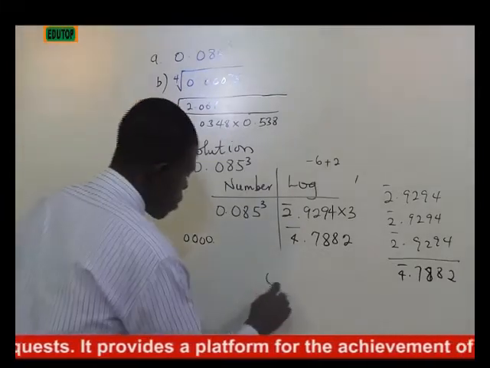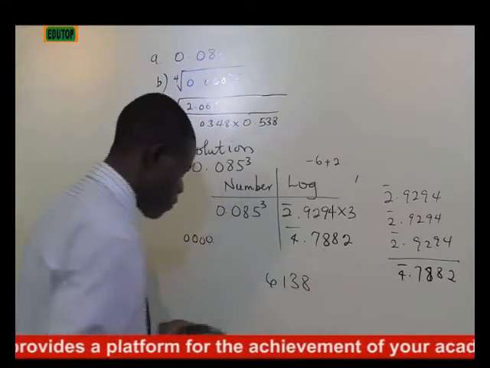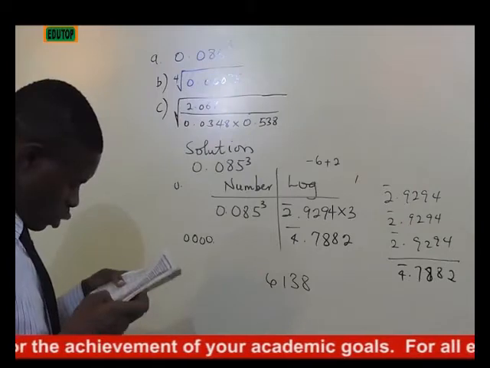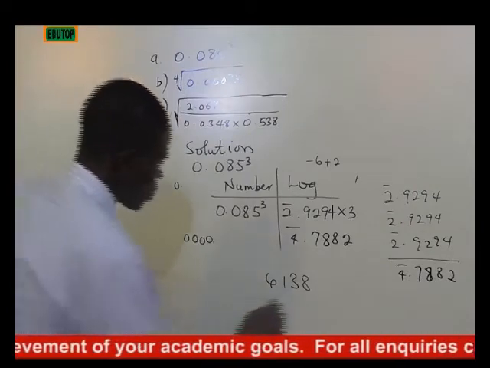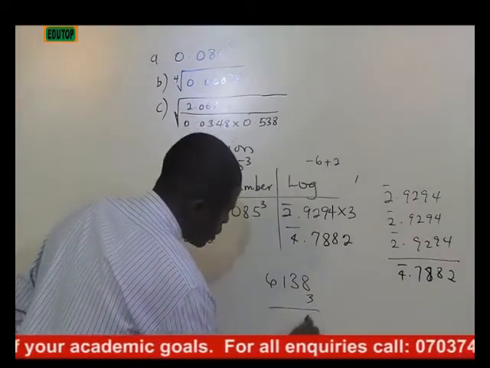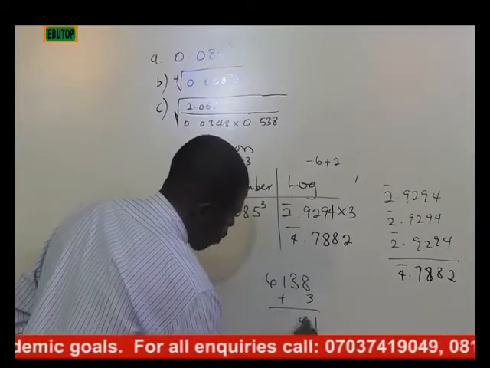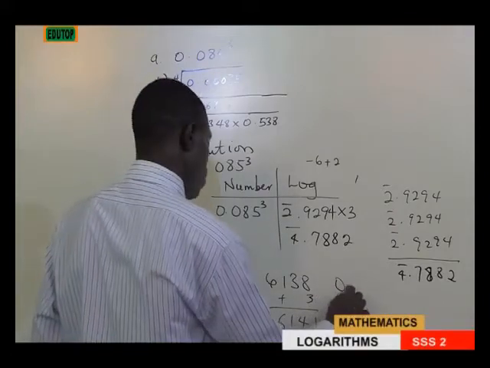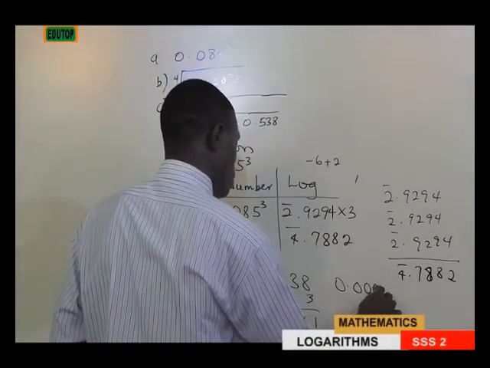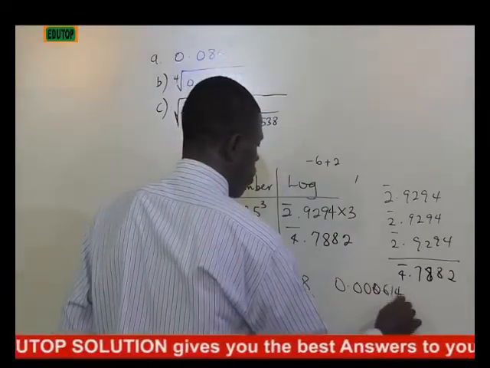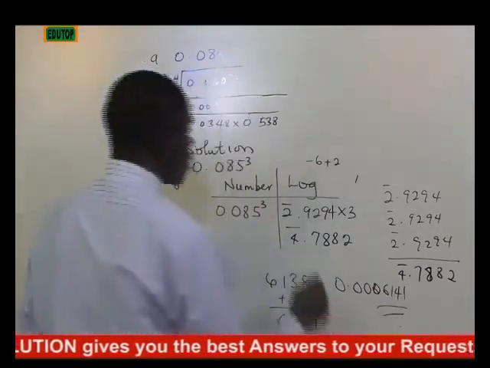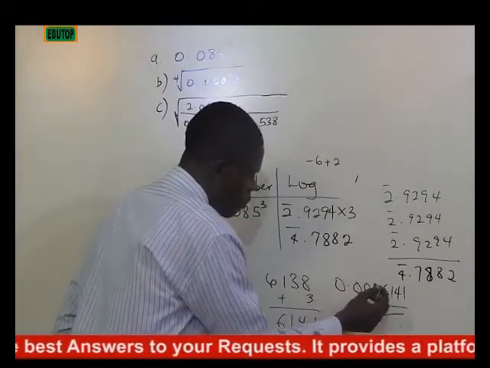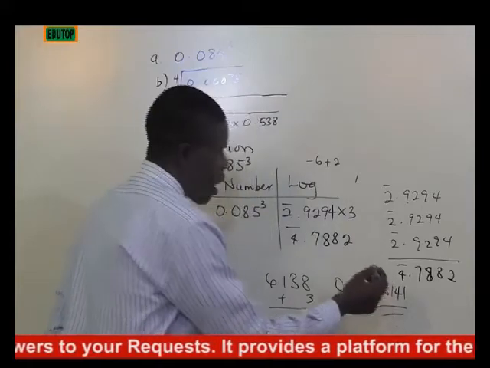6138. Difference 2. Difference 2 is 3. So we add 3 to this. So we have 1, 4, 1, 6. And since we have it to the power 4, so automatically it will be 0.0006141. So this is the answer to this question. So the answer to the question is 0.0006141.